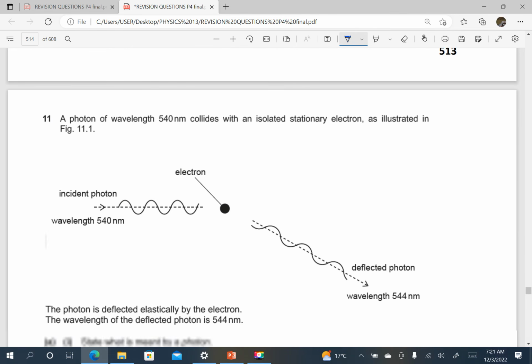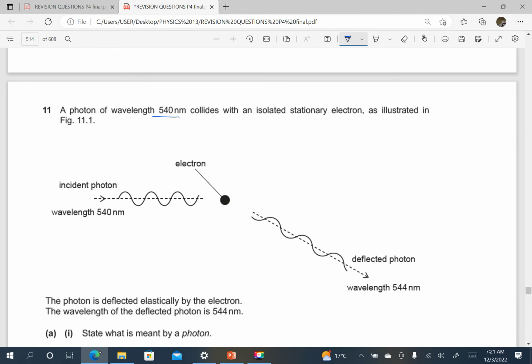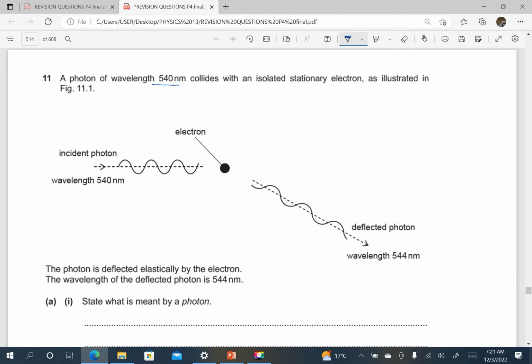A photon of wavelength 550 nanometers collides with an isolated electron as illustrated here. This is what we call Compton scattering. If the photon after collision takes that route, the incident wavelength is 450. Of course, by conservation of momentum, the electron is going to take another route at another angle. So the electron is most likely going to take that route.